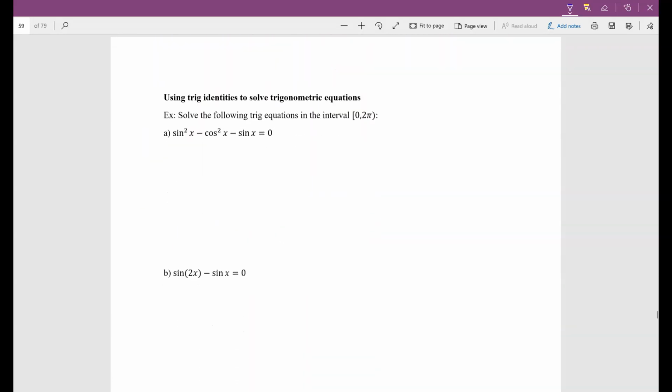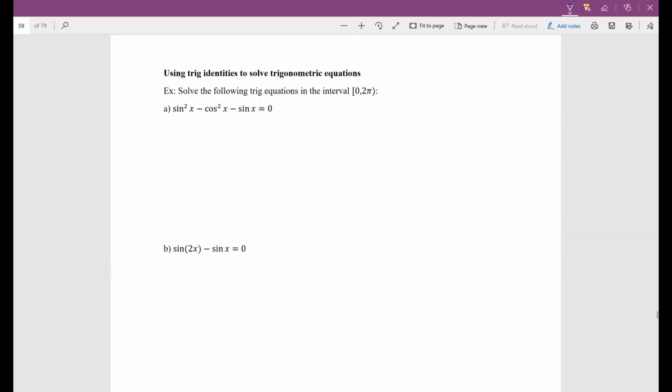Okay, so in the next one, we're going to use some trig identities that we've learned in the previous section to solve trig equations.